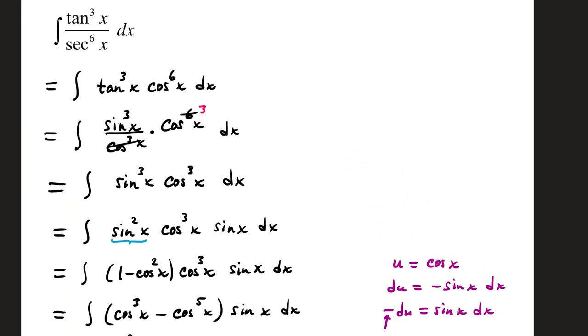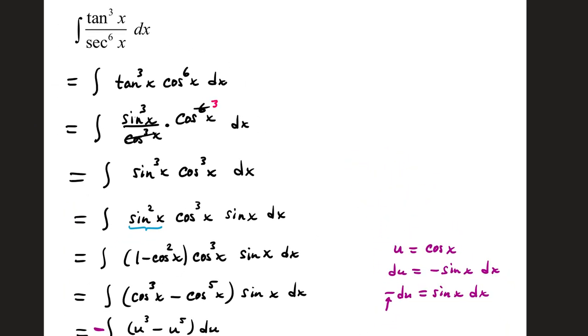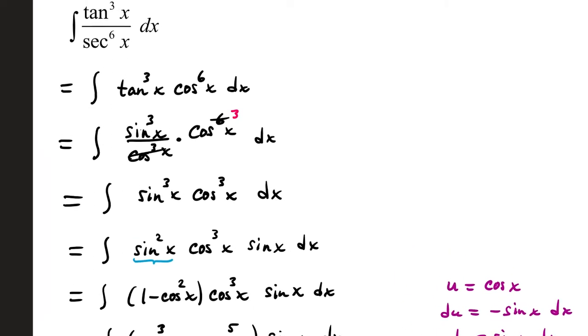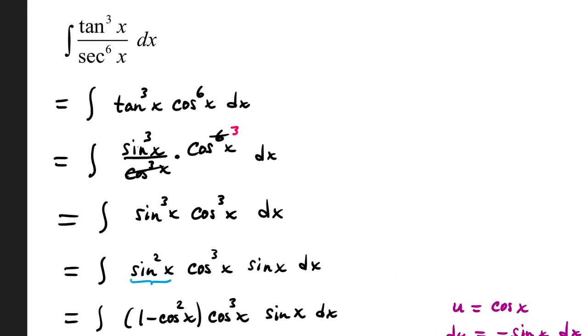In our third example, we have the integral of tangent cubed x over secant to the 6th x. Secant to the 6th x, we can write that as cosine to the 6th x and write these side by side. Tangent cubed x can be written using a quotient identity of sine cubed x over cosine cubed x. Canceling 3 cosines from top and bottom, that will leave us sine cubed x times cosine cubed x dx.